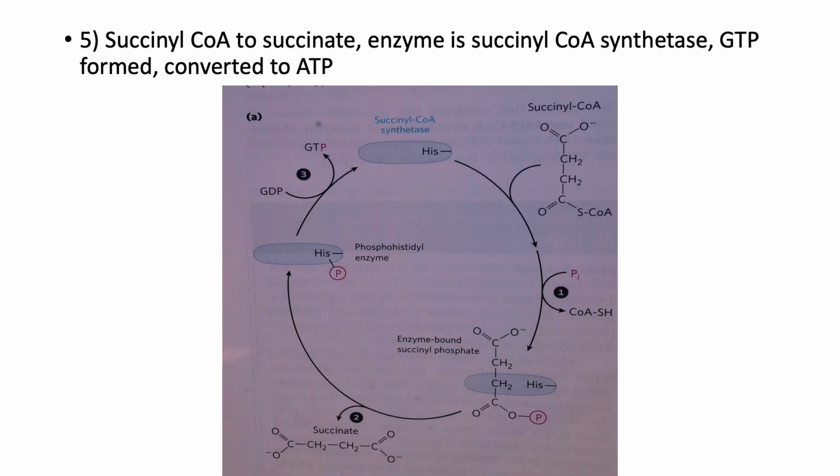The next step is succinyl-CoA converted to succinate. The enzyme is succinyl-CoA synthetase, and GTP is formed and converted to ATP. So again, we start with succinyl-CoA here. Phosphate effectively replaces the CoA at this point with histidine stabilizing this right here. Then succinate is formed.